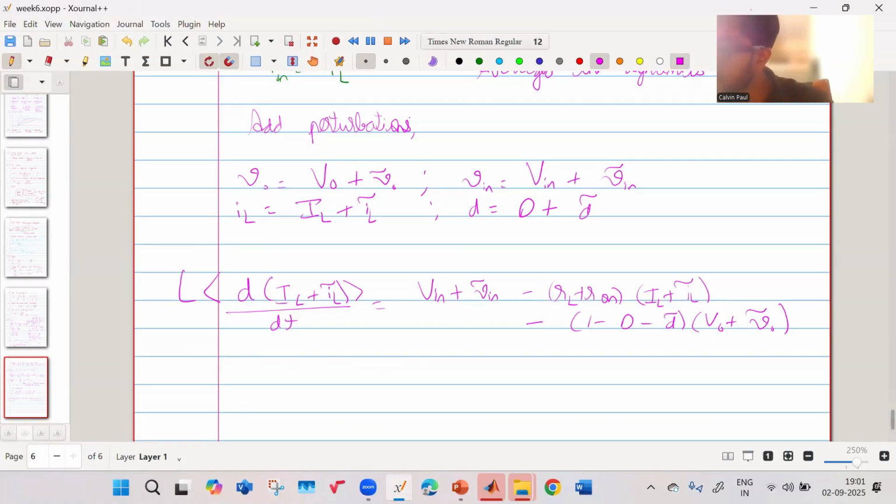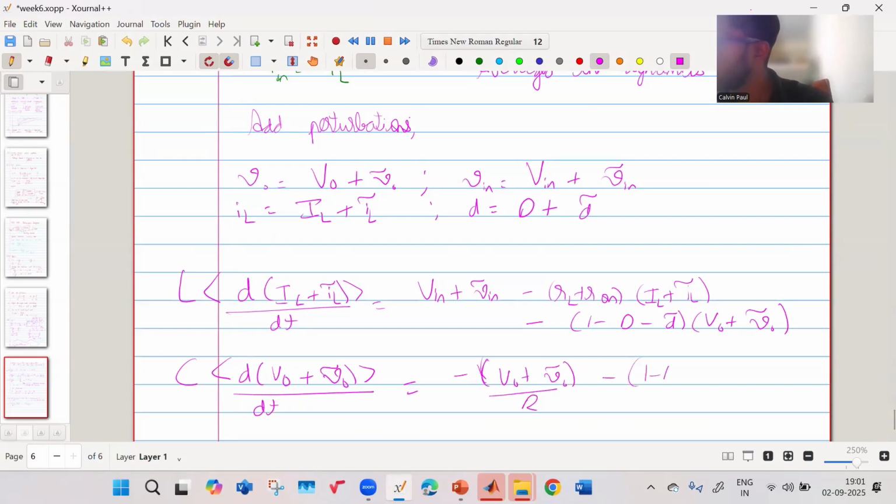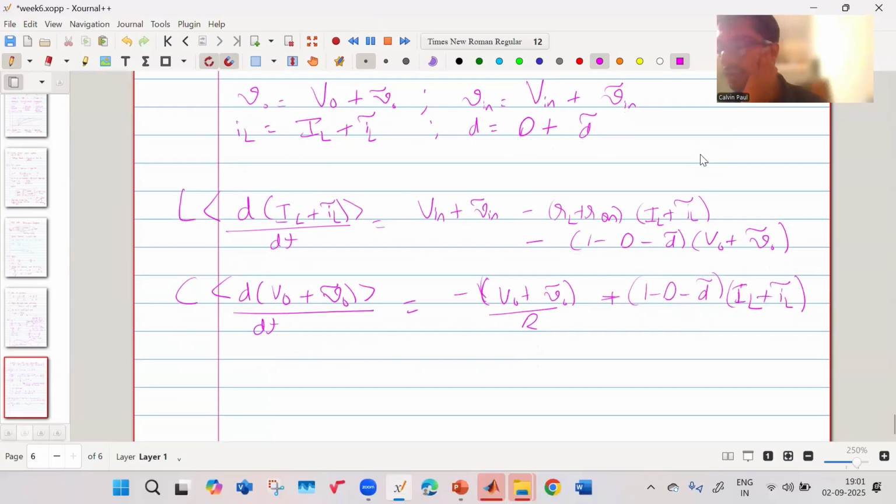Similarly, for the capacitor current, we also can write C d(V_0 plus V_0 perturb)/dt is equal to minus (V_0 plus V_0 perturb)/R plus (1 minus D perturb) into (I_L plus I_L perturb). Okay, this is for the boost converter. Now, what do we do with this? Right, we have got the averaged circuit dynamics and we have added the perturbation.